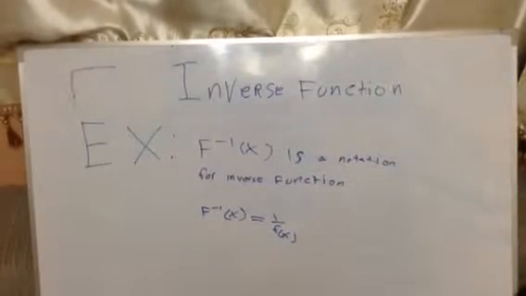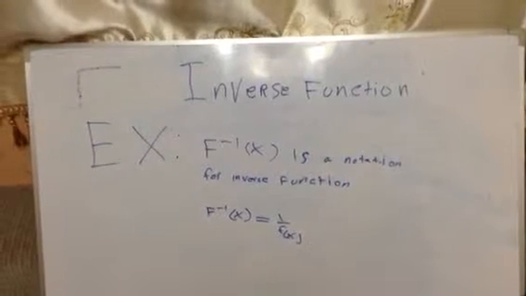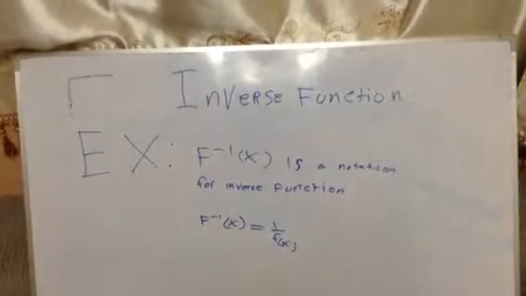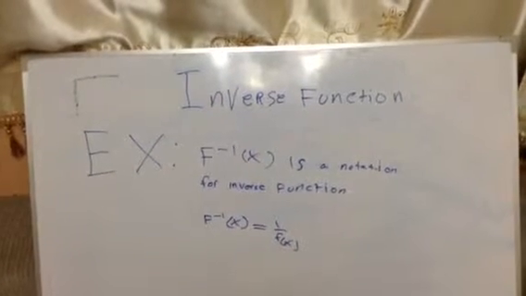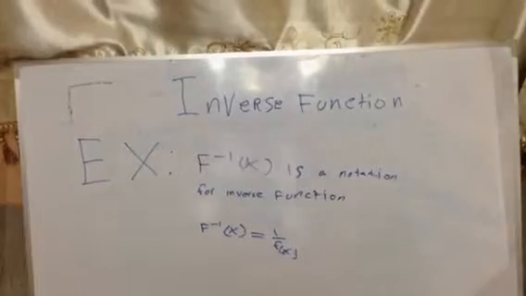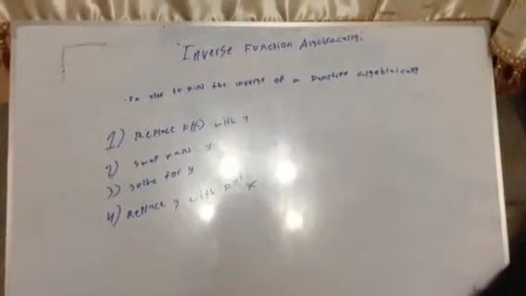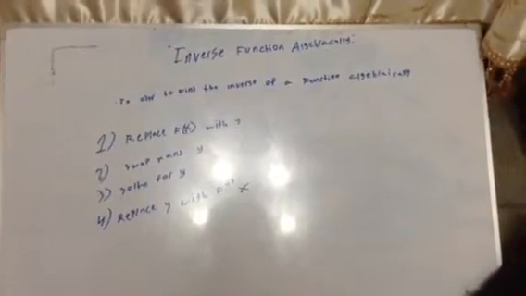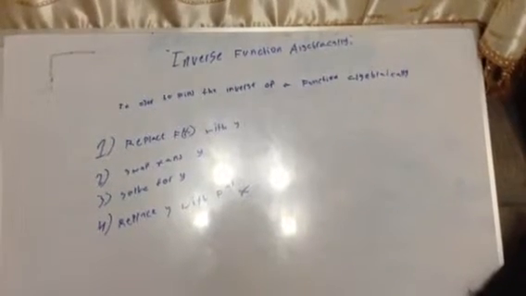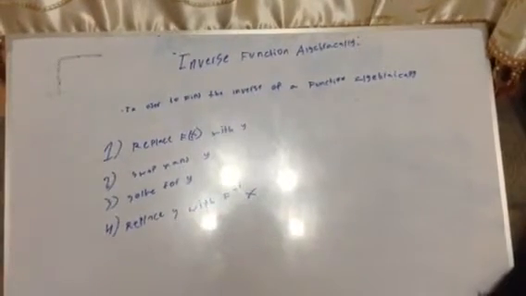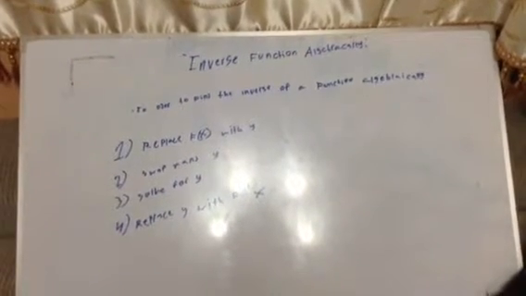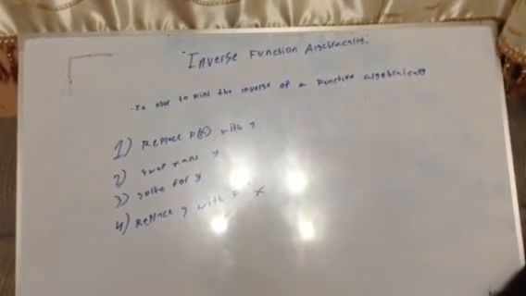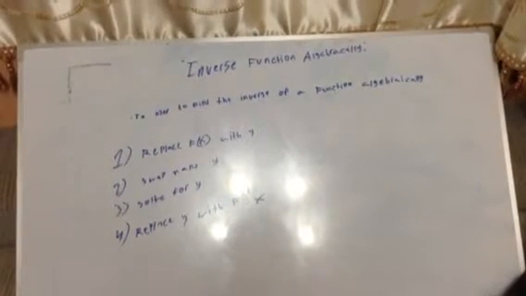Inverse function example. f negative 1 of x is the notation for the inverse function. f negative 1 of x is not 1 over f of x. Finding the inverse function algebraically: in order to find the inverse of a function algebraically, replace f of x with y, swap x and y, solve for y, replace y with f negative 1 of x.